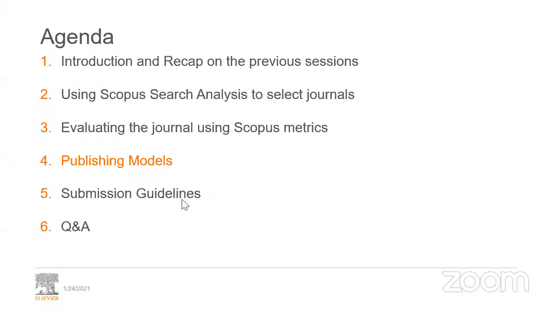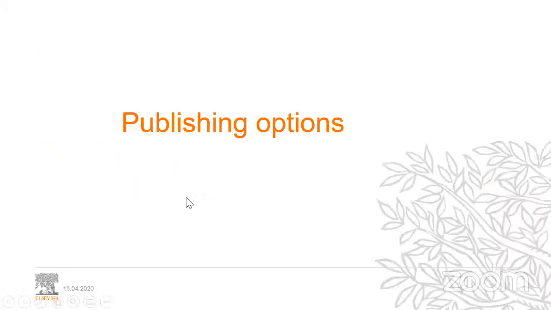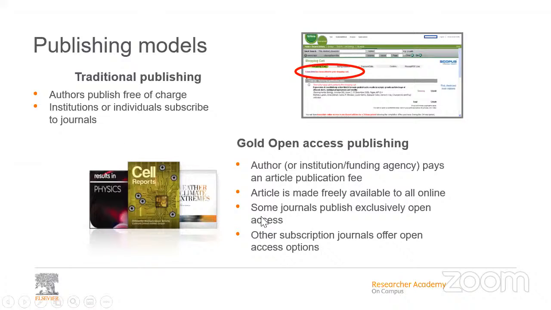So in general, if I'm looking into the publishing models, there are two main methods, two main branches of publishing. Traditional publishing means that authors publish free of charge and the cost is covered by the readers. So if you have individual access because you are subscribed to the journal or you are part of an institution that is subscribed to the journal, then you can read it.